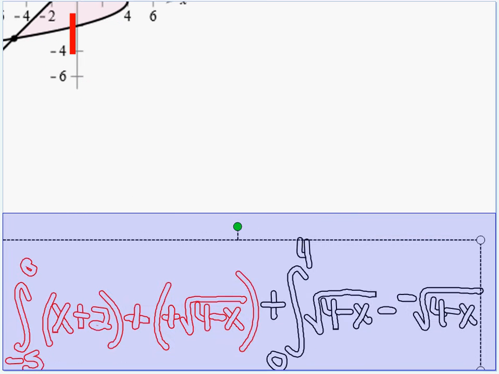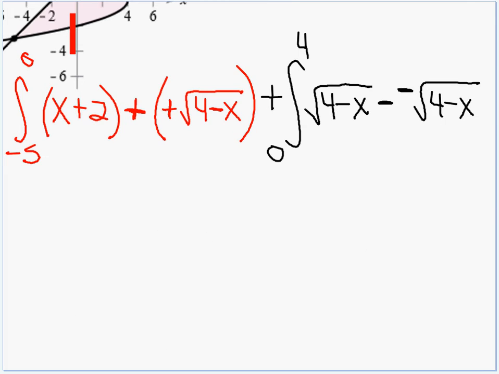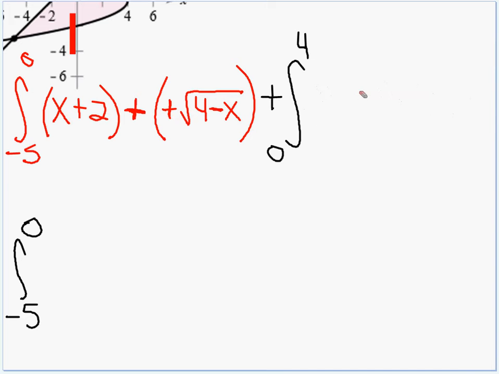So let me move this up here out of the way. There we go. And let's simplify this a little bit. The first part, -5 to 0. Here we got a radical minus a negative of the same, so that'll turn into a plus. And now we're just going to have 2 of these radicals. 2 radical 4 minus x. Ooh, and don't forget there's dx's on these also, both sides.